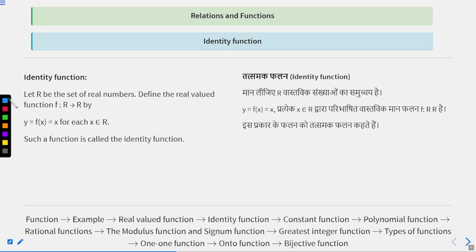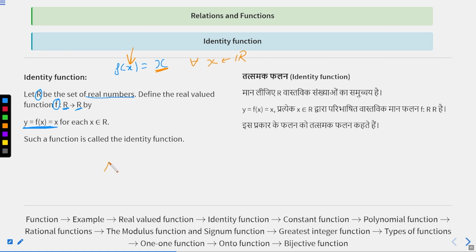Now, identity function. So what do we mean by identity function? Quite easy. What it says is, if R is the set of real numbers, and we define a function f from R to R in such a way that f(x) is equal to x, whatever we put in the function f, we will get the same output, for every x belonging to the real numbers.